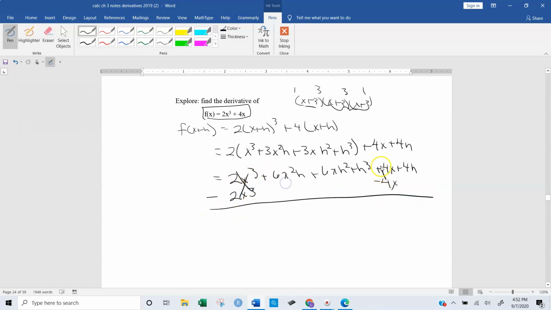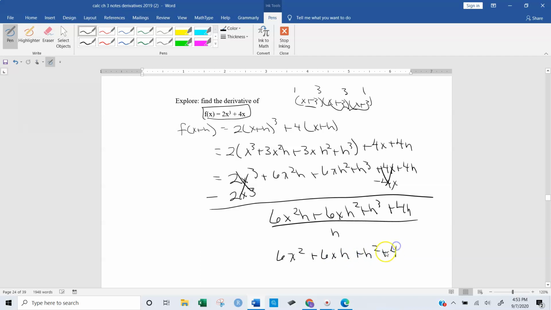So this is going to disappear. This is going to disappear. We have 6x squared h plus 6xh squared plus h cubed plus 4h divided by h. So now we got 6x squared plus 6xh plus h squared plus 4.